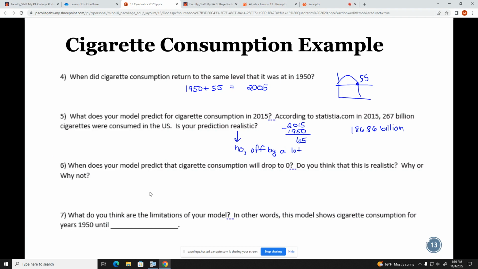So we made everything a little bit bigger here so we could see this. We found this intersection at 73 years. So 1950 plus 73 would be 2023. Do I think this is realistic? No. Even with vaping taking off, I don't see everyone quitting smoking.